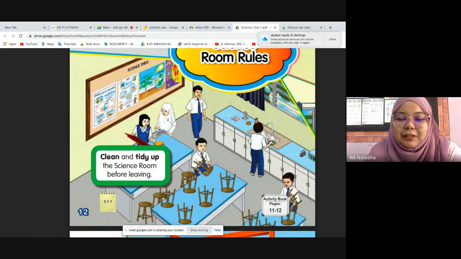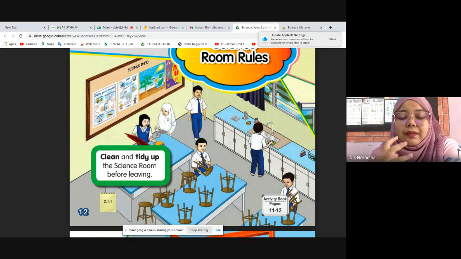Okay. All right. So after you are done with the experiment, you have to work together with your classmates to clean up the science room. You have to arrange the chairs. These two boys are arranging the chairs. This boy here is cleaning the sink that you have used to wash the science apparatus or science materials that you use, right? This girl is arranging the books, arranging the apparatus that you use for the experiment.